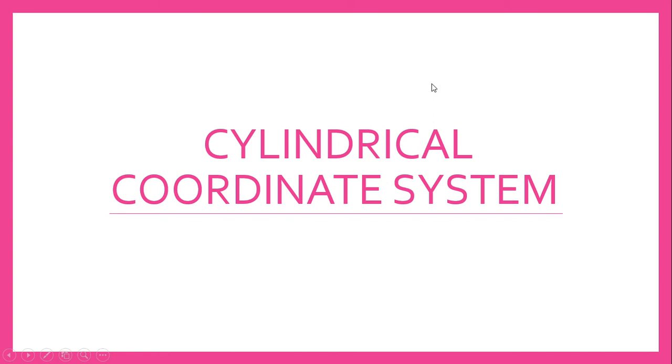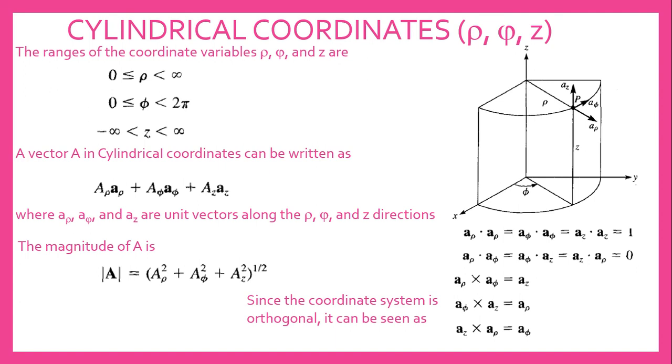Hello students, today we are going to see the cylindrical coordinate system. The cylindrical coordinate system is also an orthogonal coordinate system. It has three axes, and the axes are rho, phi and z. Here rho varies from 0 to infinity. Rho is nothing but the radius of this. We can see in this figure.